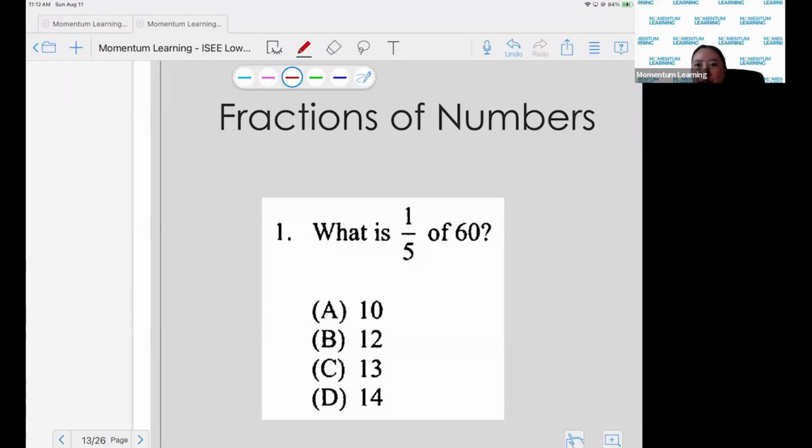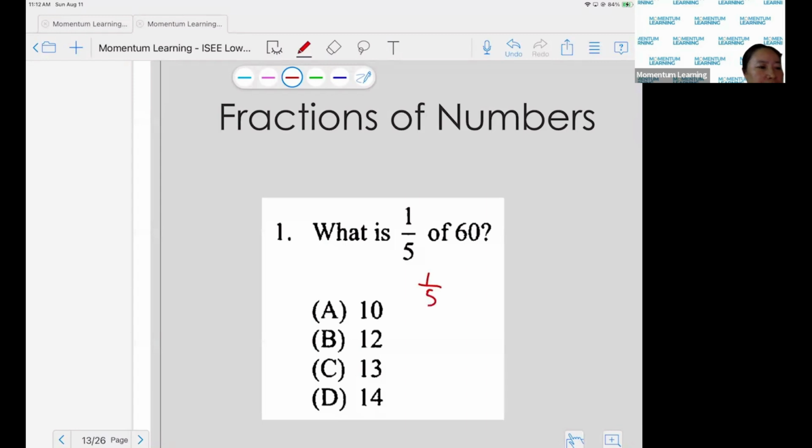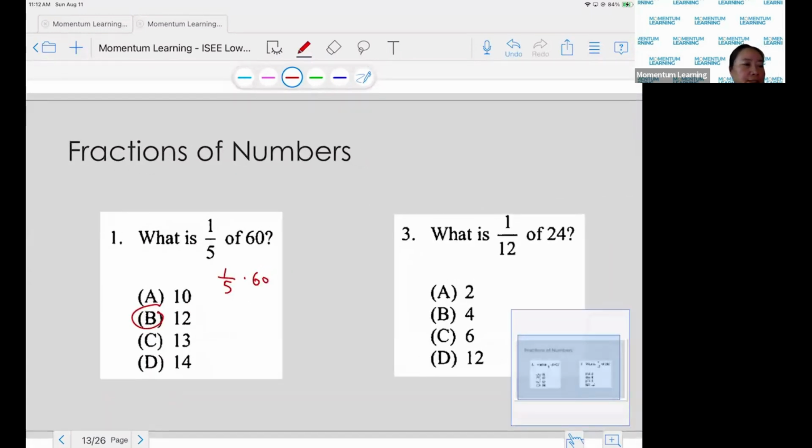Excellent. I have quite a few of you giving me the answer. Jocelyn, can you tell me how you calculated? 60 divided by 5, right? When you have the fraction, it's 1 over 5 times 60, which is just 60 divided by 5. That's 12. Very good, good job. Now let's look at number 3.